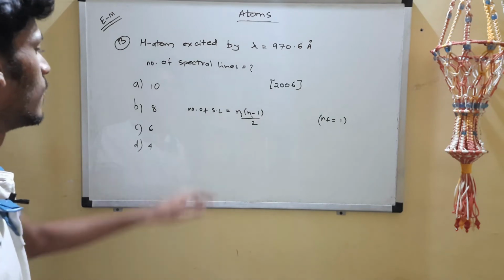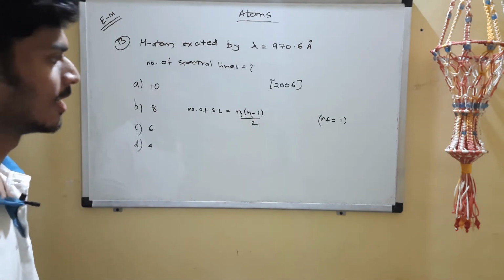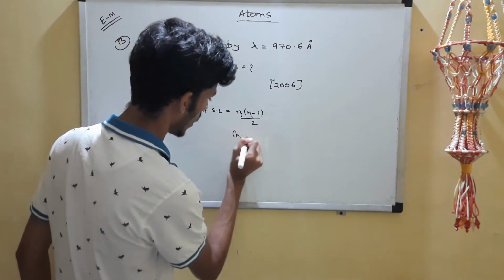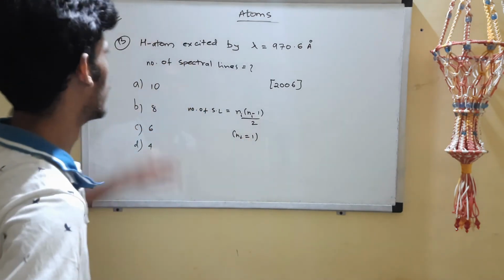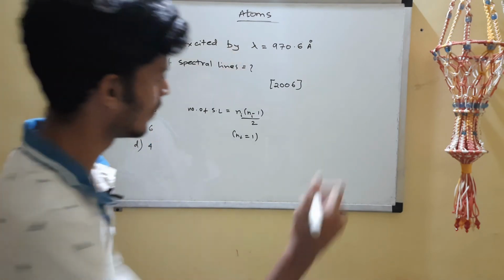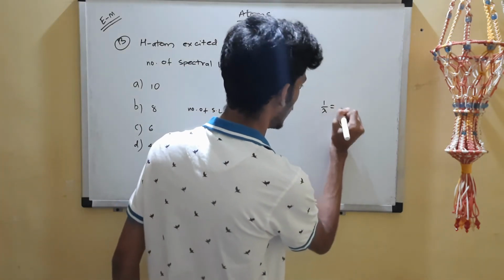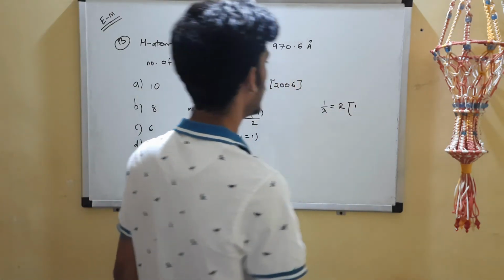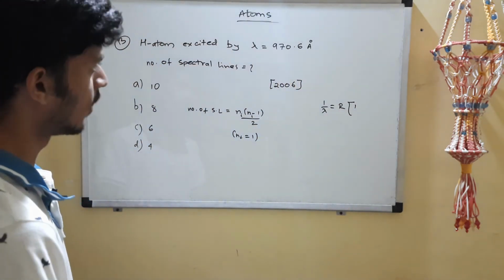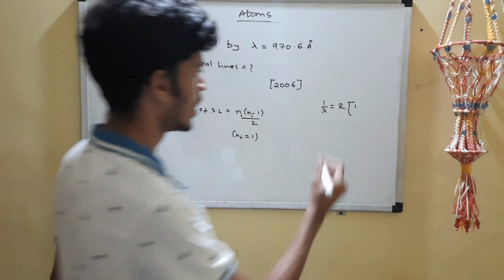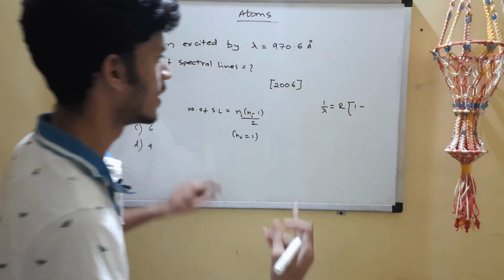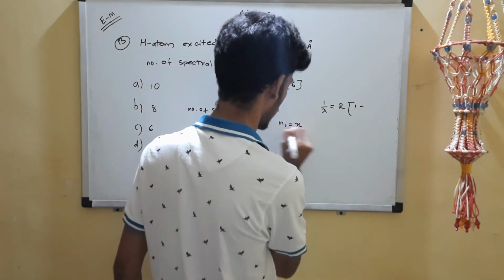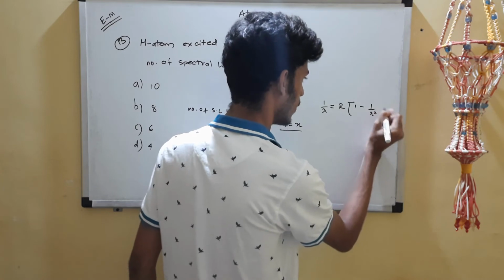But the problem is we don't know what n initial is in this case, right? We don't know the value of n initial. And how will we find it? If you can see, here is the clue. We are supposed to use the same formula. 1 upon lambda is R Z square. Now it is H atom, so Z is 1, and 1 upon n final square, n final is 1, so 1 upon 1 square, that is 1, minus 1 upon n initial square. Let's take n initial as x. So that will be 1 upon x square.